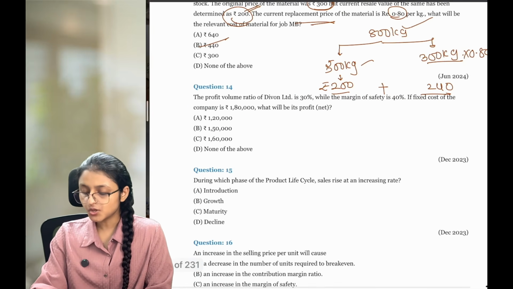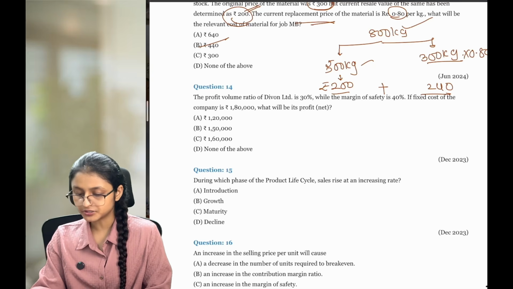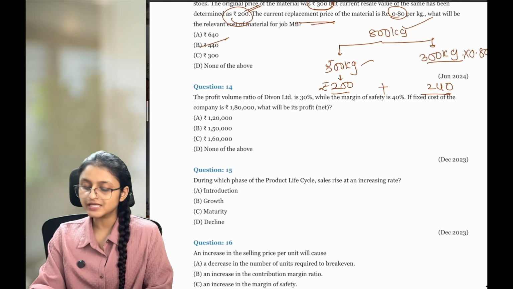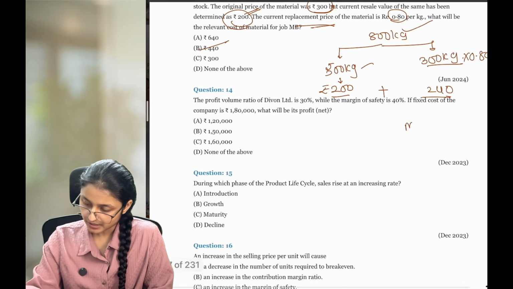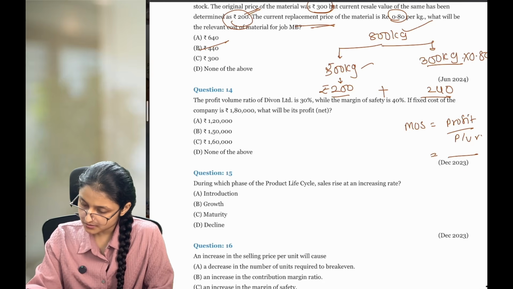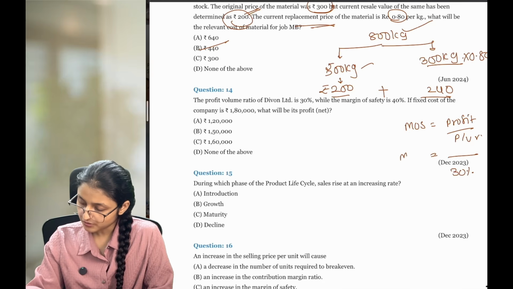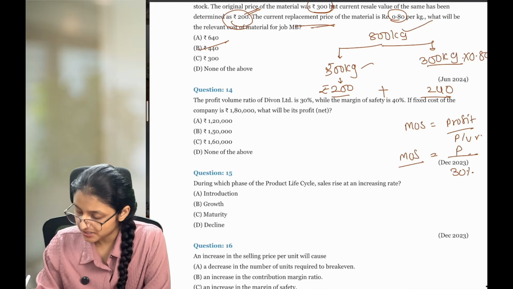Next, the profit volume ratio of Devon Limited is 30%, while the margin of safety is 40%. If the fixed cost is 1,80,000, what will be the profit here? To calculate profit, I need margin of safety, which is equal to profit upon PV ratio. We already know our PV ratio as 30%. We have to calculate margin of safety also to get our profit. So how to calculate margin of safety?